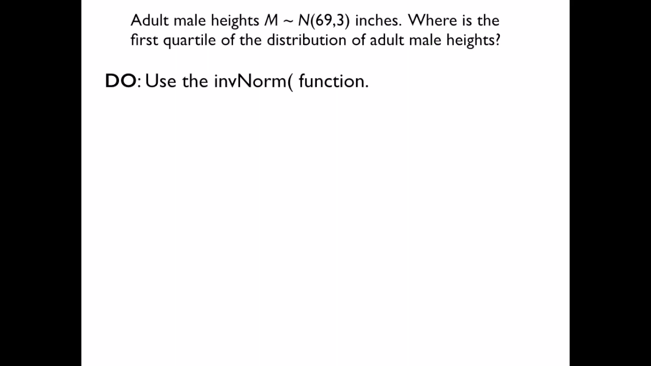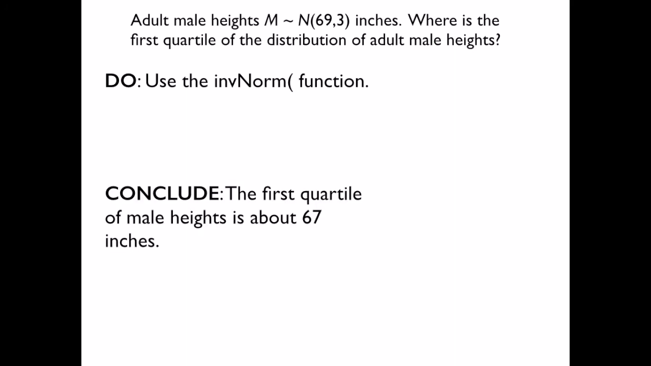And so using the inverse norm function, we see that the first quartile of male heights is at about 67 inches. In other words, 25% of all males are 67 inches or shorter.